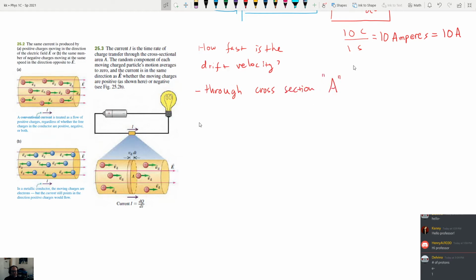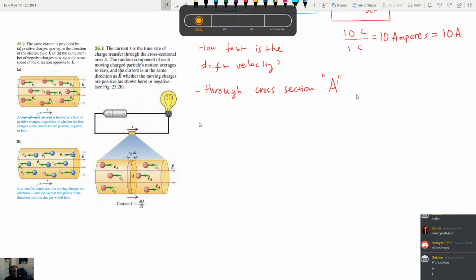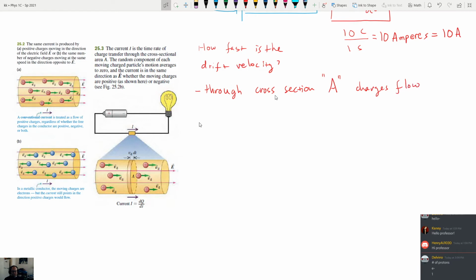So through the cross-section A, charges flow. And what we'd like to do is calculate how much charge flows. And then we're going to divide that by the time to figure out the current and relate it to the drift velocity.